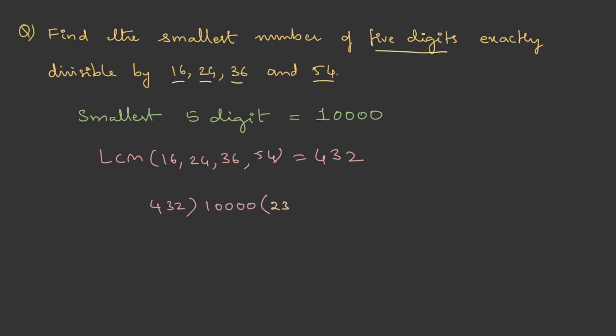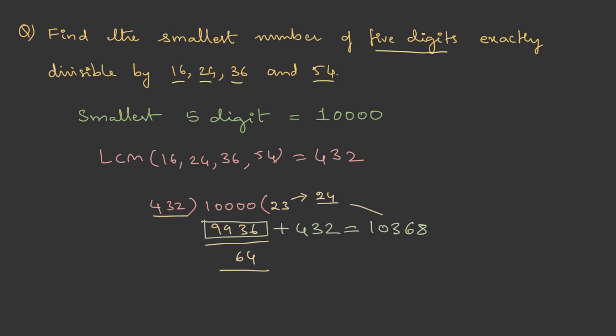I think 23 times 432 is 9936, which leaves a remainder 64. It means that 9936 is the number which is divisible, but it is only a 4 digit number. Now for this number just add 432. So if we change the 23 to 24, 432 into 24 gives this number. If you want to try, check it. 432 into 24 is 10368. So this is the smallest 5 digit number which is divisible by all these 4 numbers.